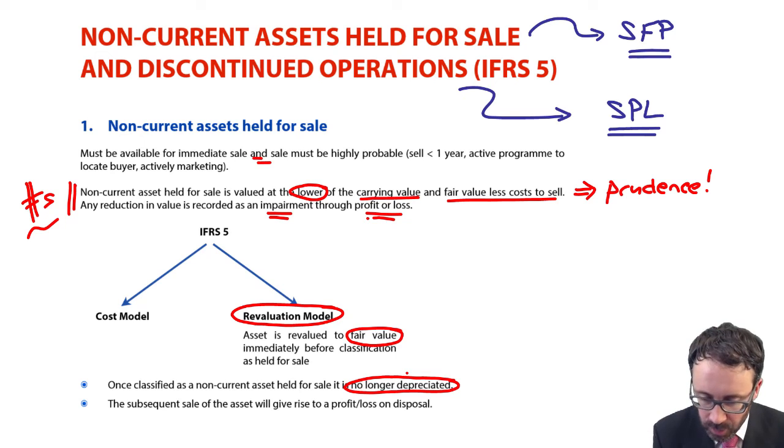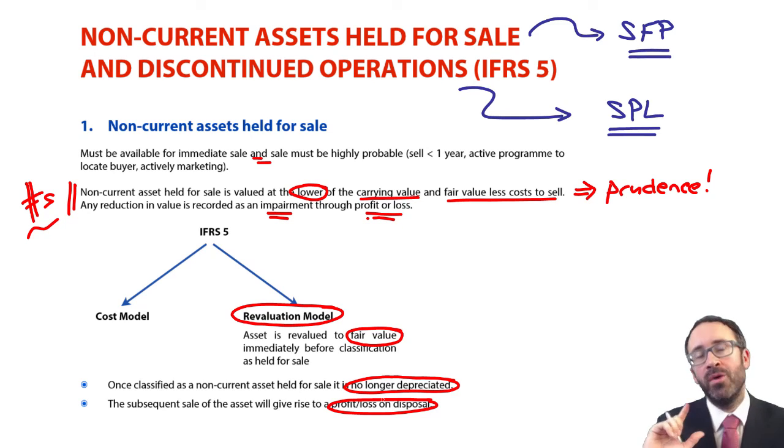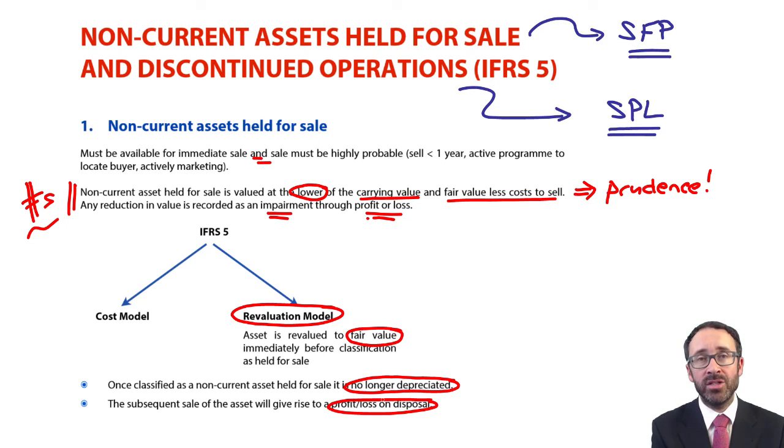And then remember, the subsequent sale gives rise to a profit or loss on disposal, being your proceeds less the carrying value that is there within the SFP. And don't forget that if that asset has previously been revalued, don't forget to reclassify the revaluation reserve and go through there within the statement of change in equity. Do that as a reserve transfer from the revaluation reserve to retained earnings.